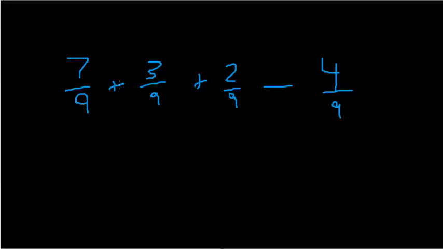So 7 plus 3 is 10, plus 2 is 12, minus 4 gives me 8 out of, right, those 9 equal pieces. So that always stays the same at 9, 8/9. Now I won't always have the same denominator. Sometimes I'll have different denominators.